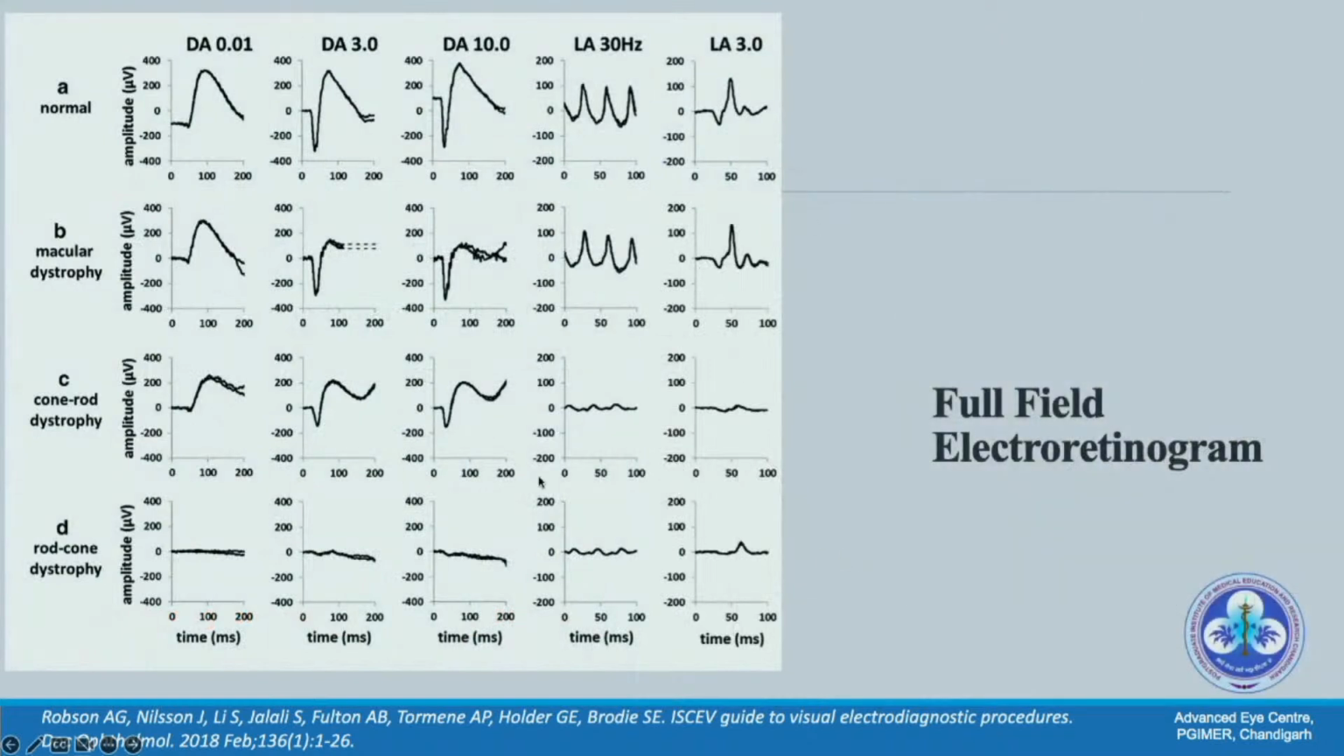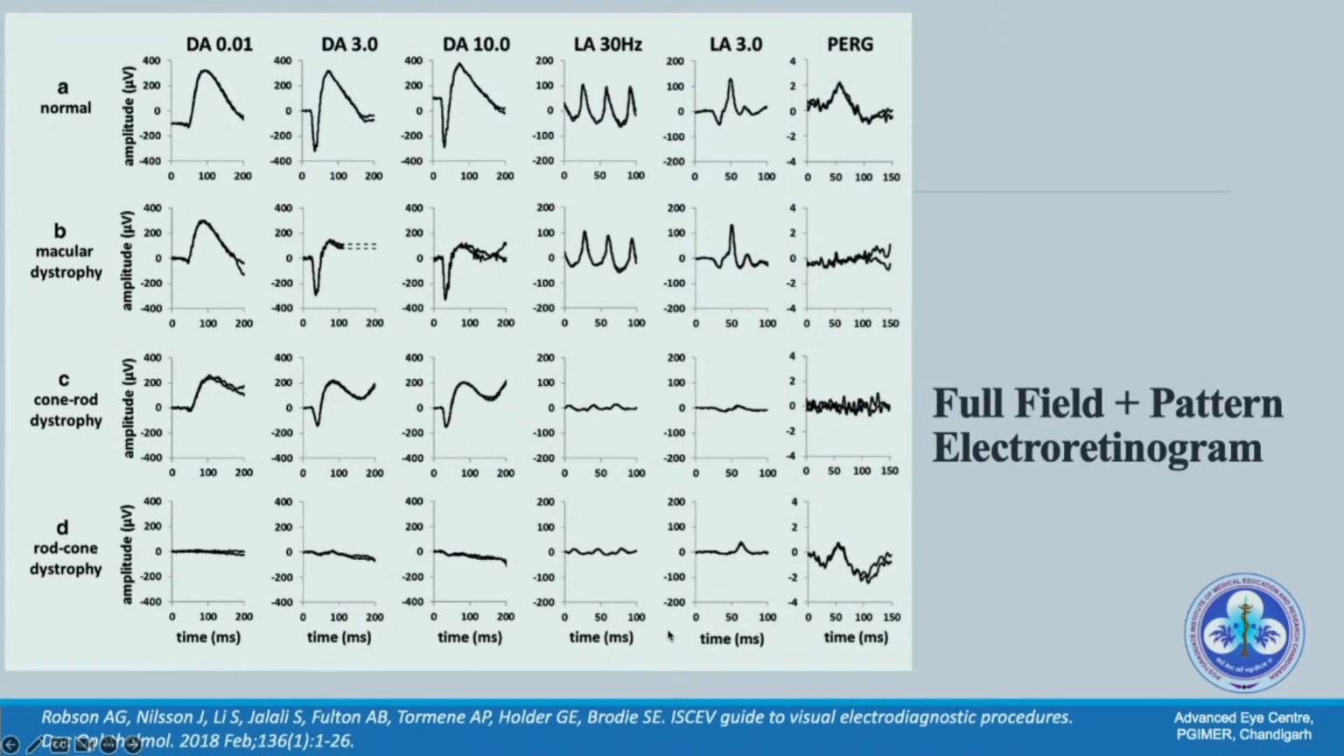So we talked about this when we were seeing the full field ERG. So let's see if we add the pattern ERG to these, what do we get? So again, in normal, you get a normal pattern ERG. If you have a macular dystrophy, you can see your pattern ERG is flattened out because your macular photoreceptors are gone. If you have a cone rod dystrophy, again your macular photoreceptors are gone, your pattern ERG is gone. But if you have rod cone dystrophy where your central part may be relatively spared, the pattern ERG is reduced, but it's giving you a good waveform.